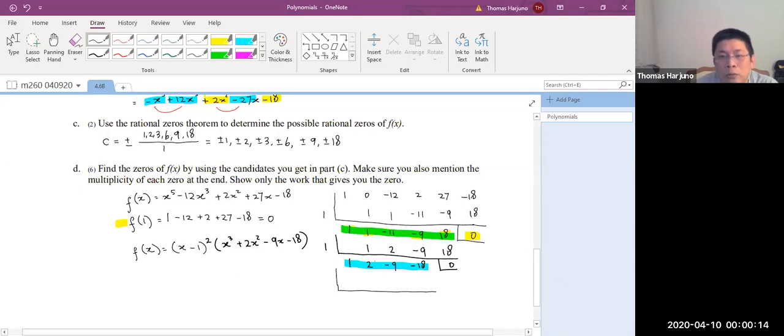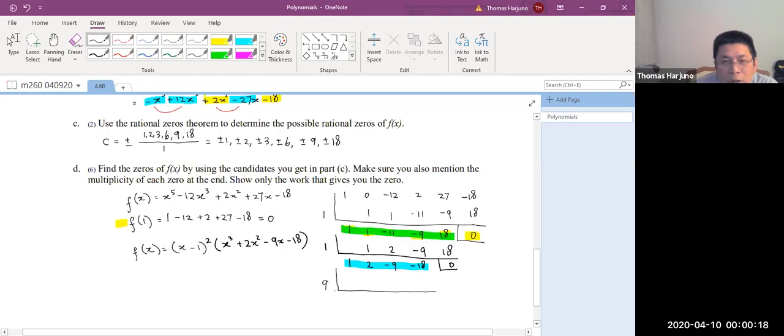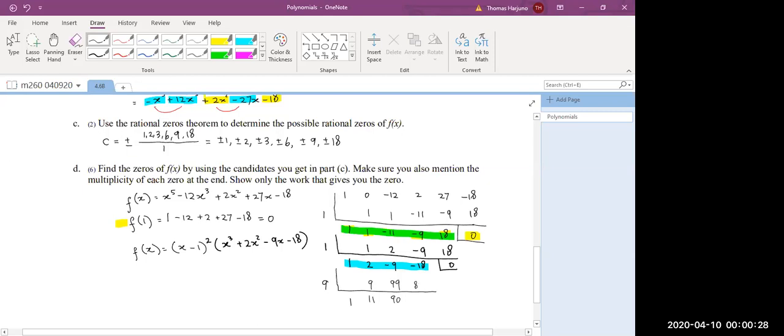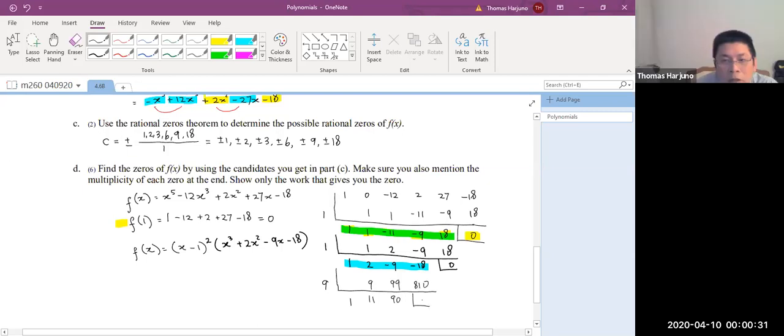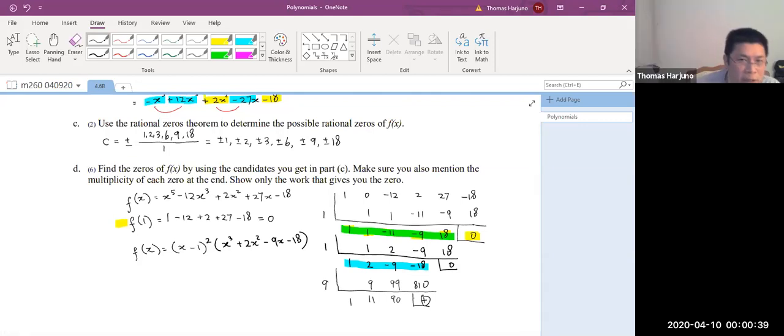So if I use 9 here, what I do here is testing, okay? I'm not sure if 9 worked though. 9, 11, 99, 90, this is 810, this is super positive, right? Are you with me? Yeah. So is 9 a 0? No, 9 is not a 0.